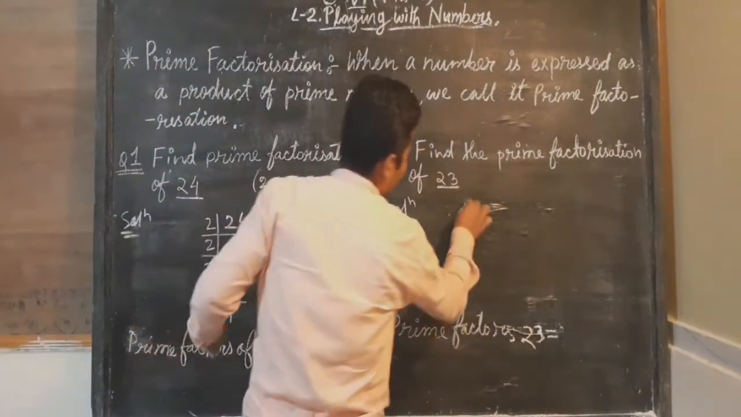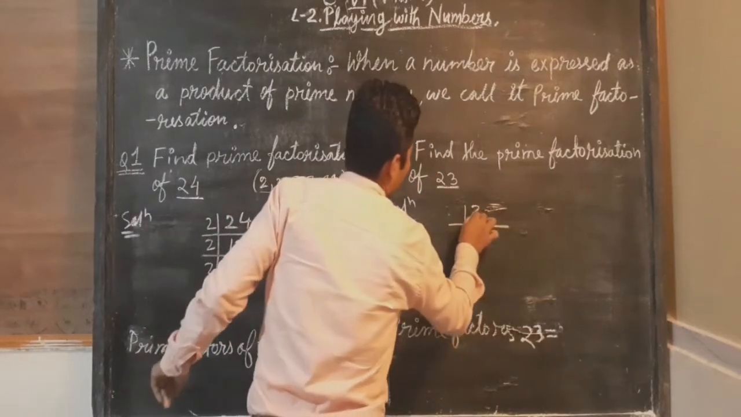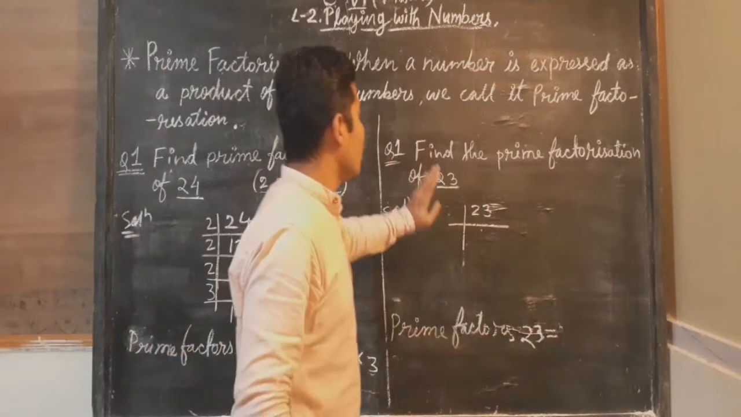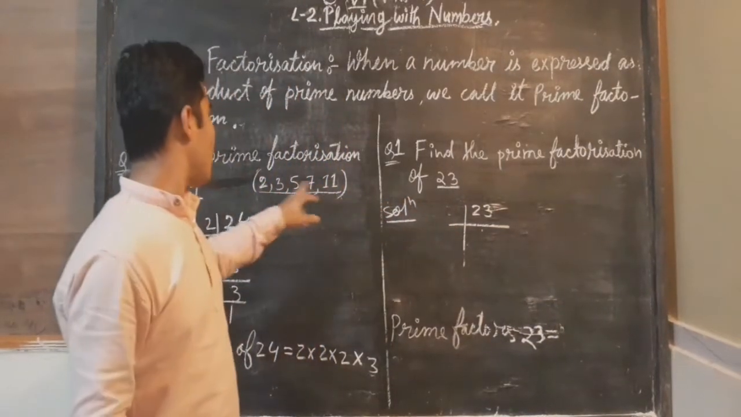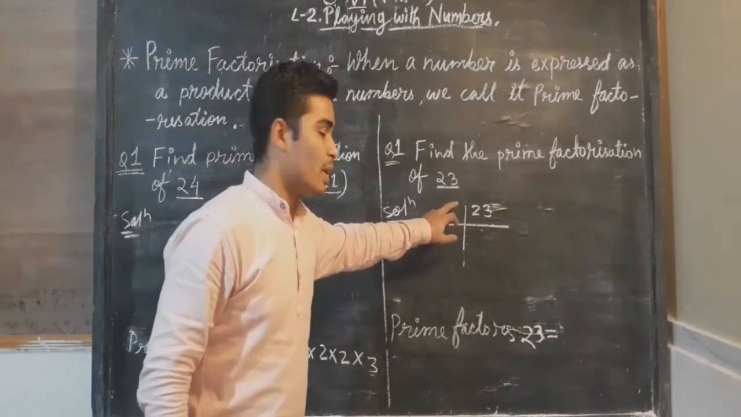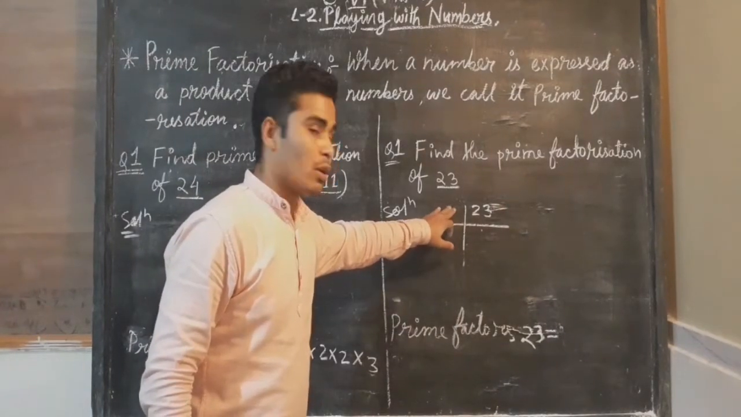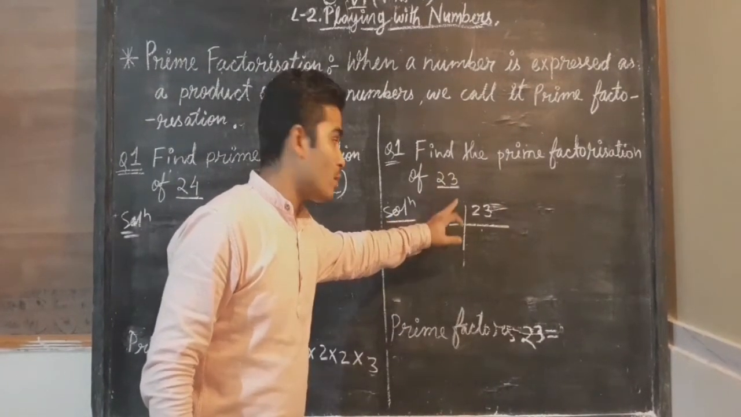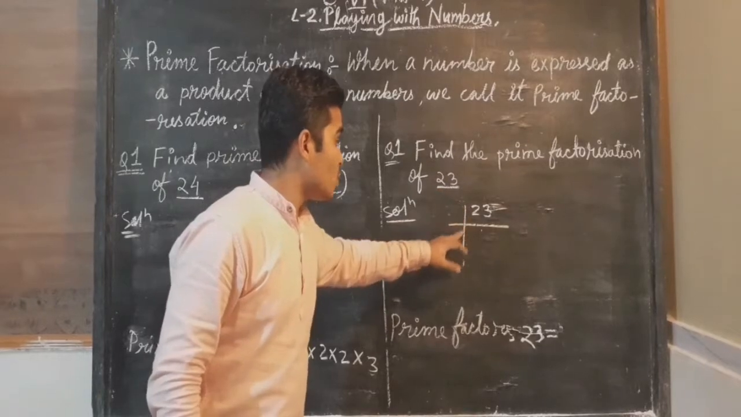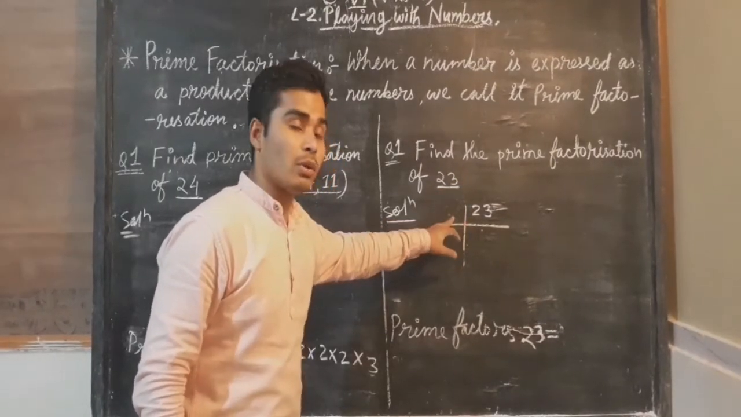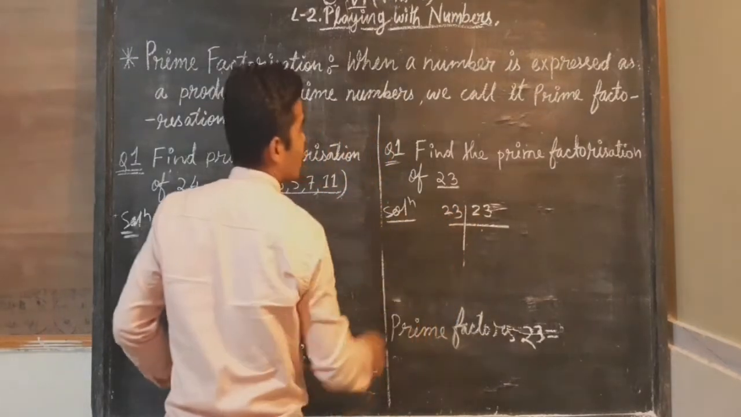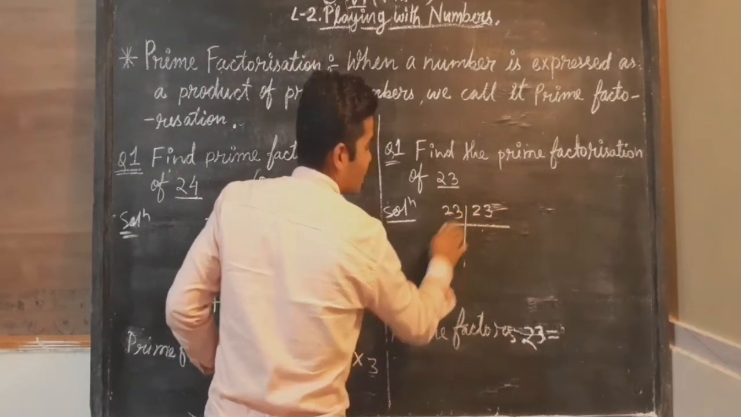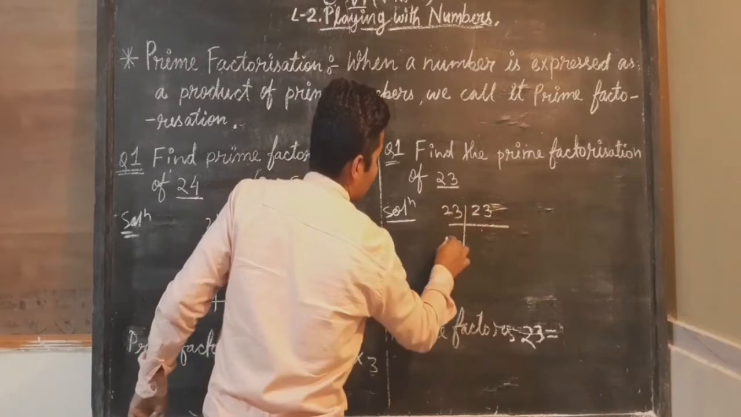Let us try to find the prime factors of 23. You can see this number is not divisible by 2. First of all we should try to divide this by 2, so it is not going. By 3 also you try, not going. 4 it will not go. 5 it will not go. If you try to divide till 22, it will not go by 22 also. After that what we will get? We will get 23. Any number is divisible by itself, that is why it is divisible by 23.